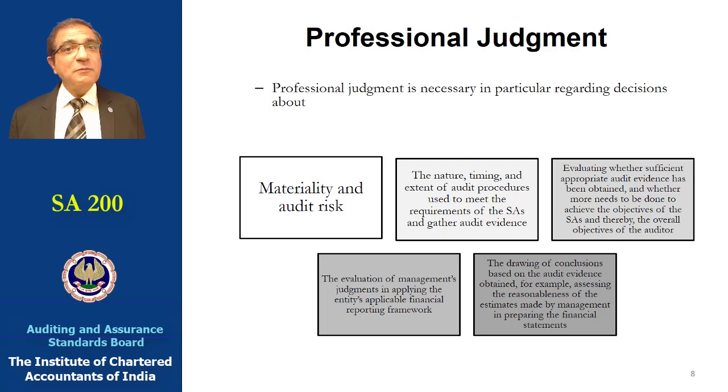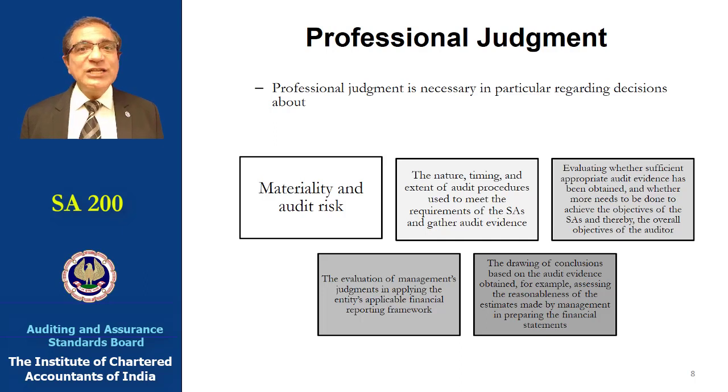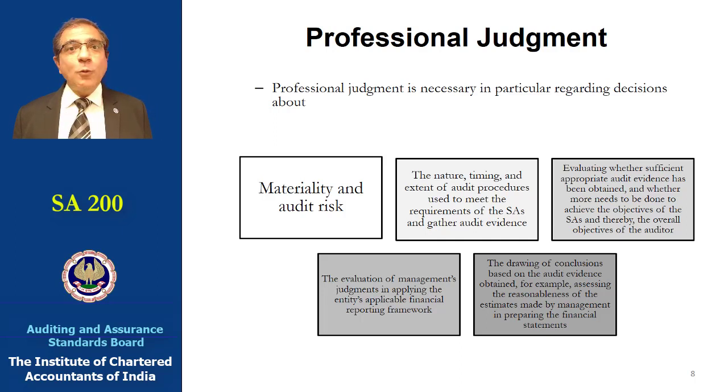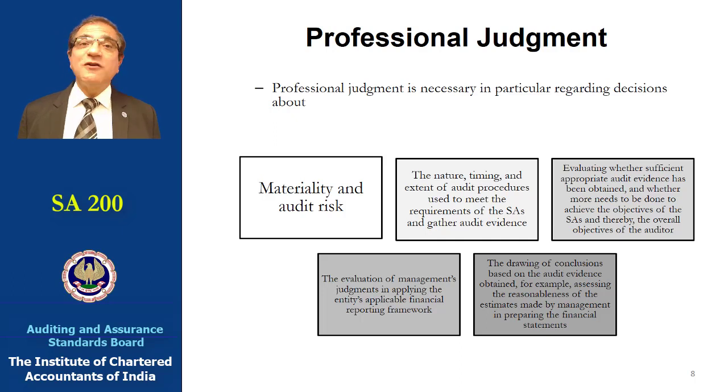The second most important thing from a professional judgment perspective is the nature, timing, and extent of the audit procedures in order to meet the requirements of the standards. So an auditor obtains an understanding about the internal control and the business of the organization, and accordingly carries out an evaluation of the internal controls. Having seen the design of controls and tested their operating effectiveness, the auditor will then decide the extent, timing, and nature of procedures, and will do the work accordingly.